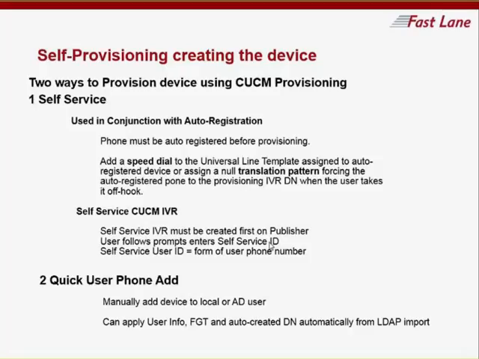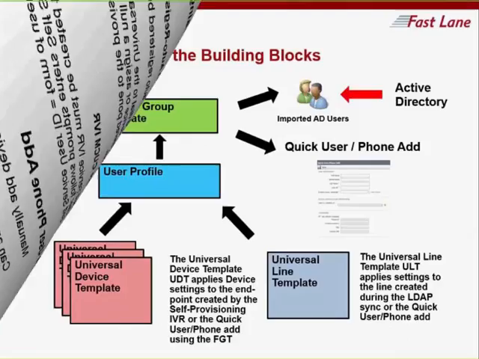So quick user phone add allows you to add a phone. You specify the user, the directory number, and the model phone. It just deploys it. It's simple. It's a simplified manual configuration. Again, everybody, I'm going to do demonstrations on all of these.